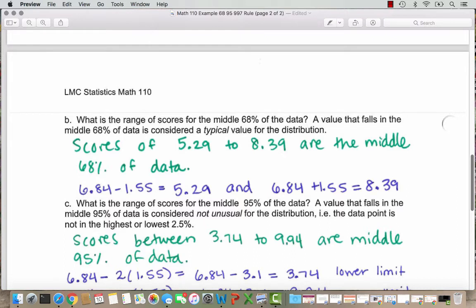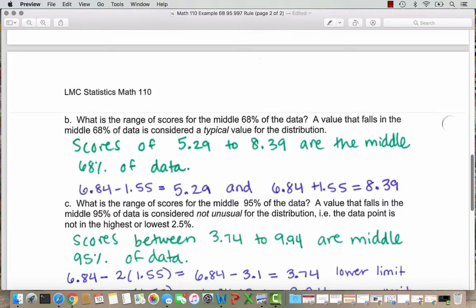If you prefer just to do this by hand, it's not necessary to draw out the normal distribution curve. You can do the calculations because you know 68% correspond with going down one standard deviation and up one standard deviation. So you can calculate 6.84 minus 1.55 to get that lower limit of 5.29, and then you can add 6.84 plus 1.55 to get that upper limit of 8.39.